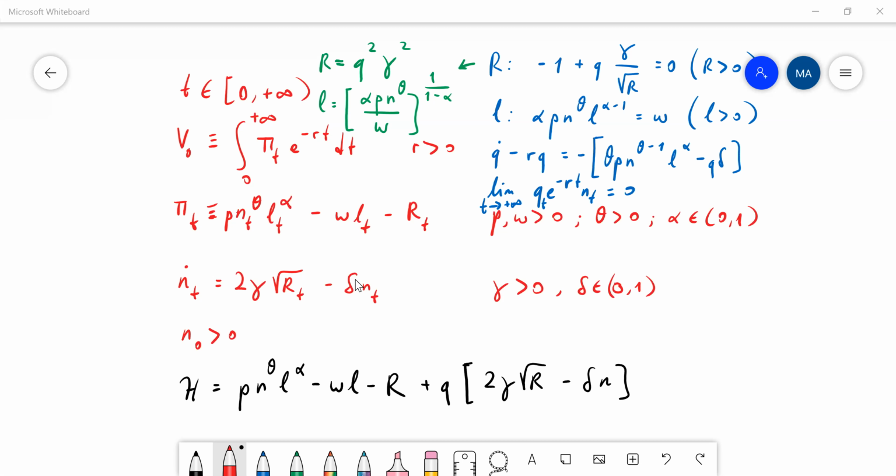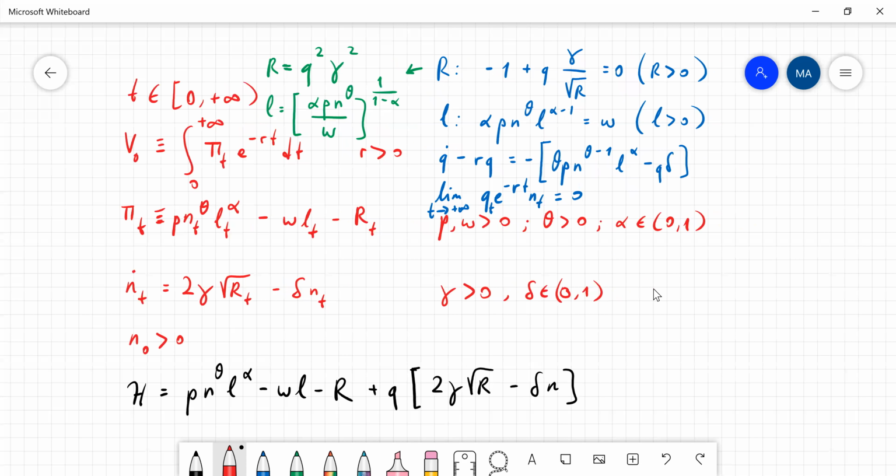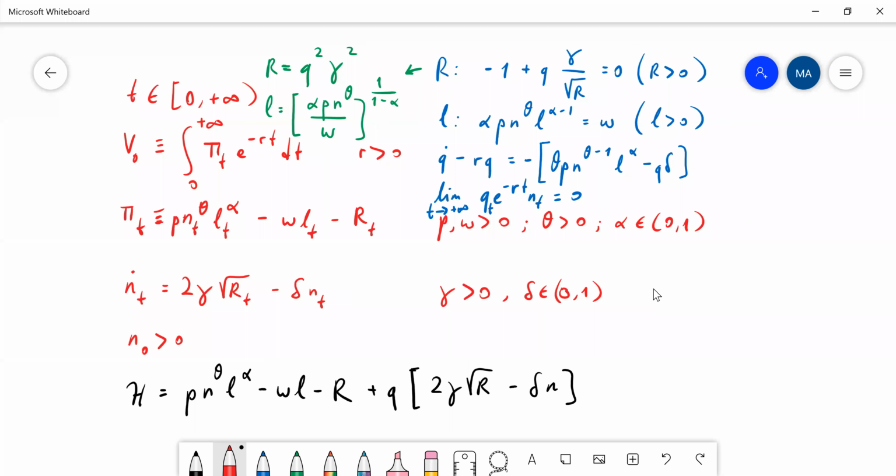Now, clearly, you can write the Hamiltonian function very easily. So this is the current value Hamiltonian, as you see. So I write the profit plus the co-state variable Q times the constraint, right? Now look at the blue colors, okay? Follow the blue colors. I basically write the first order conditions.